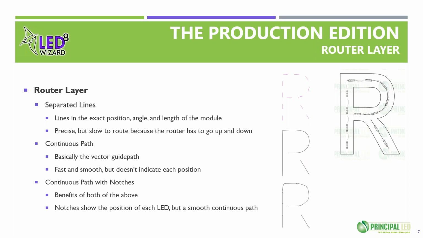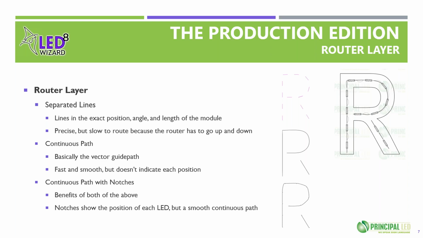It's fast, it's smooth, but in this case, it doesn't indicate the exact position of each LED. So the middle graphic is just a vector path. Now that can be useful if you're doing these little acrylic letters where you have mini LEDs or a tape or something like that, and you're mounting that in the back of the letter. You can just route out that path or that groove and mount LEDs in there, and this works perfect for that.